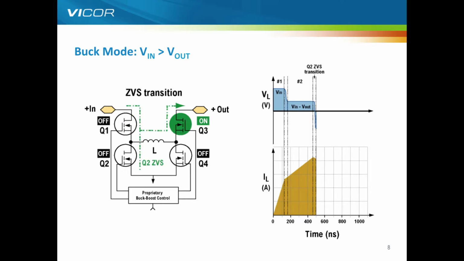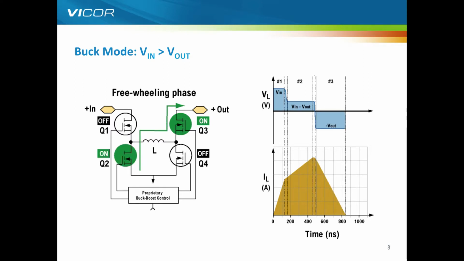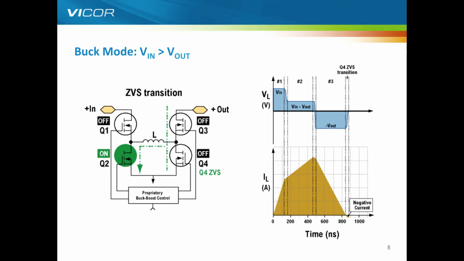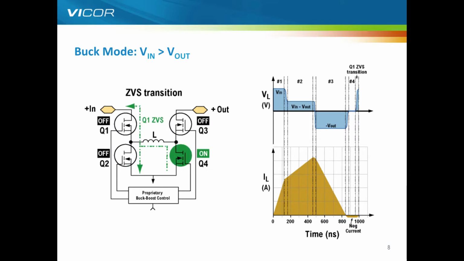Same ZVS transition, same kind of freewheeling phase, but you notice an asymmetrical current waveform. Same kind of negative current, same clamping, and then same return back to the start.